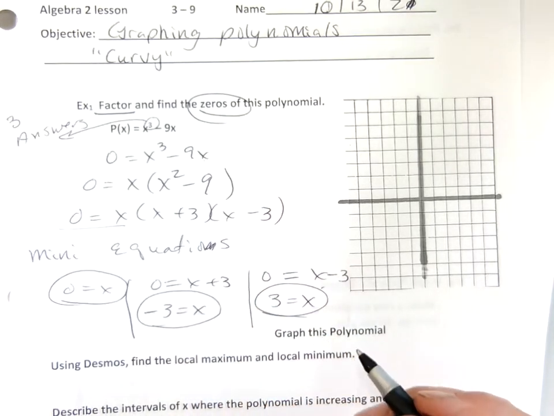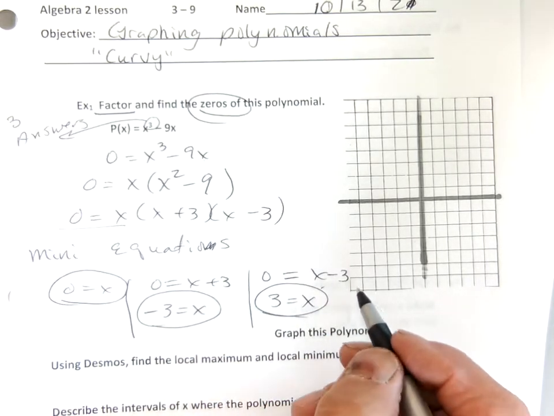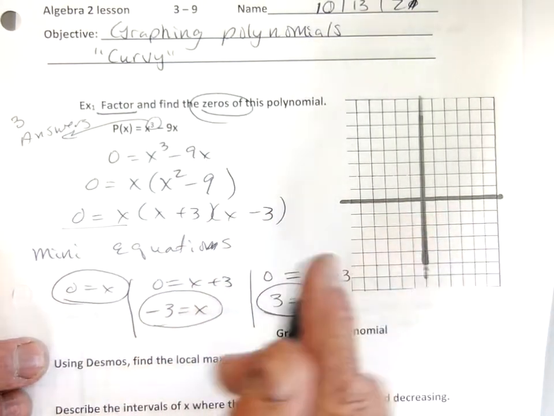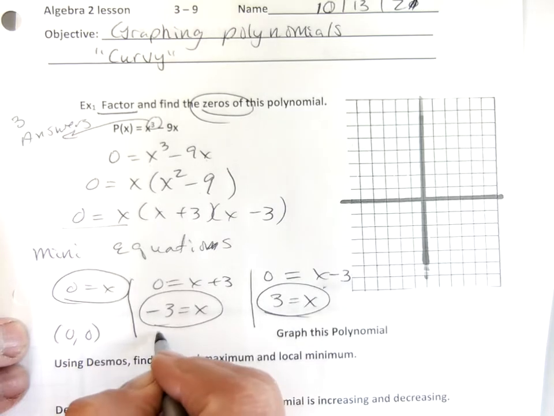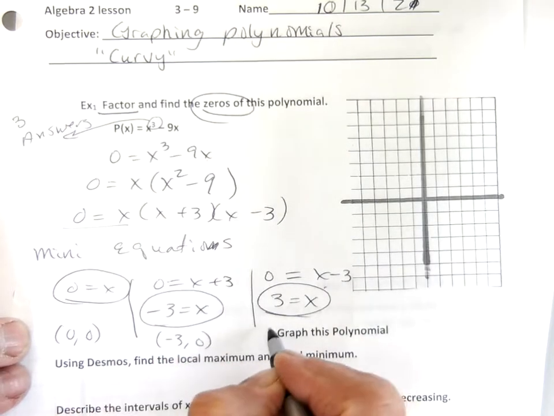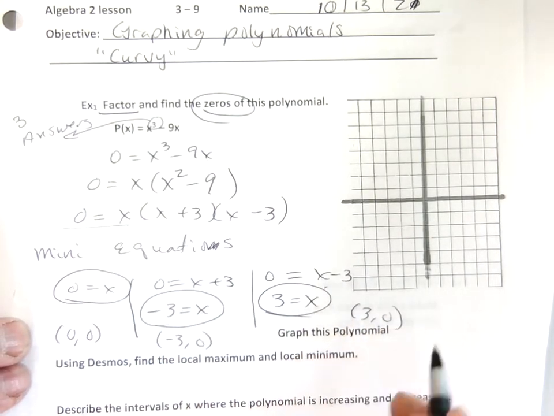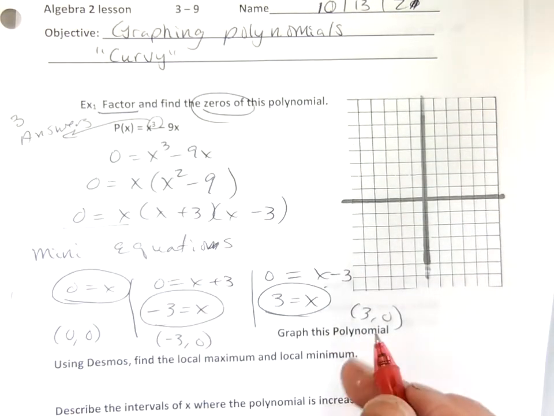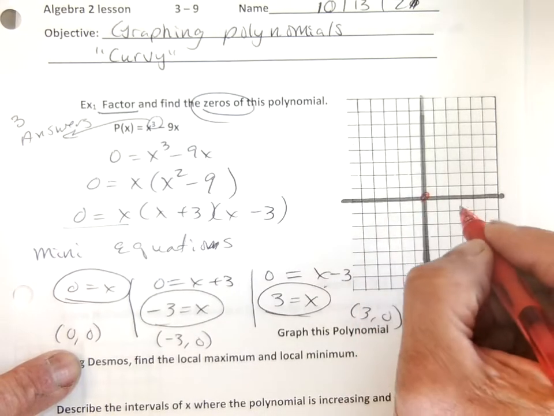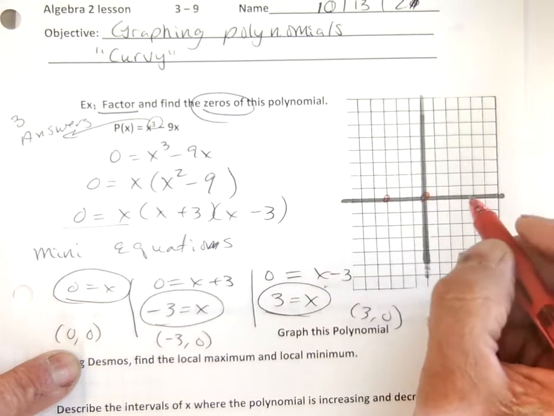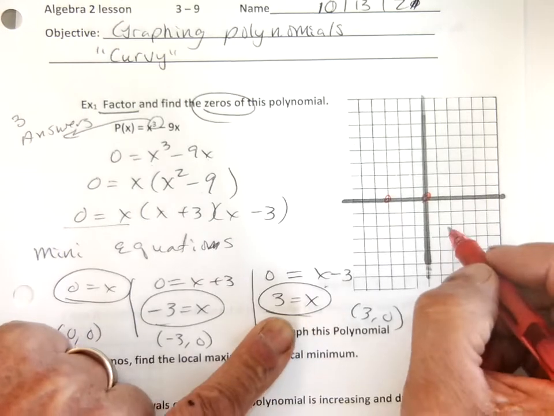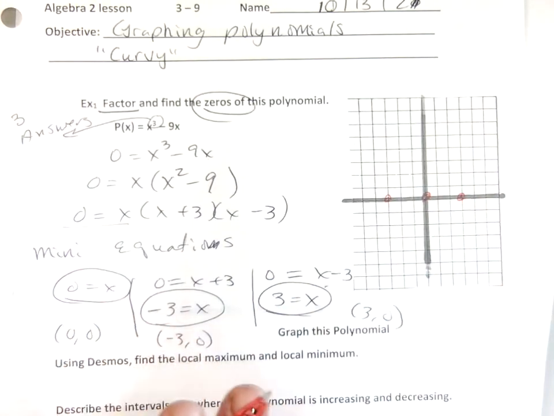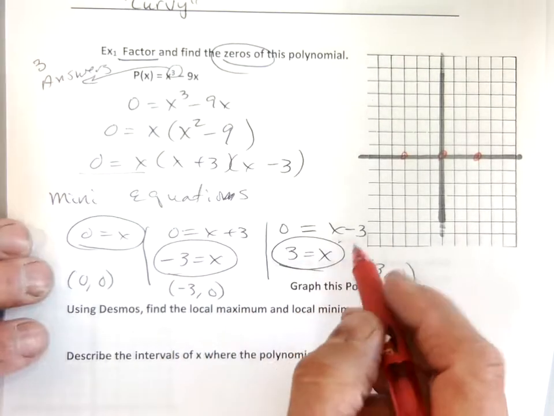These are zeros. So what zeros are, they're points on the x-axis, okay? So this is like a point 0, 0, a point negative 3, 0, and a point 3, 0, okay? So these are my zeros. So I'm going to put those on my graph. 0, 0, negative 3, 0, and I'm going to get a point at 3, 0.